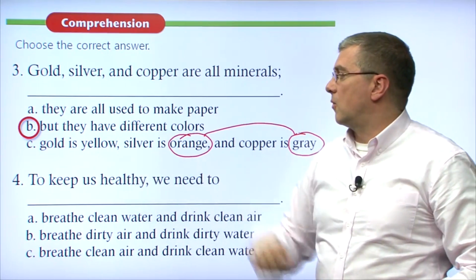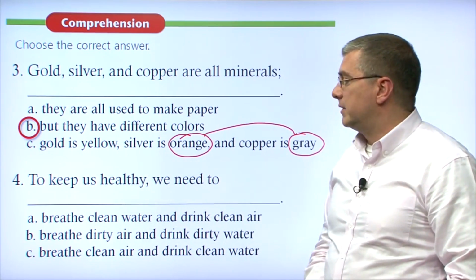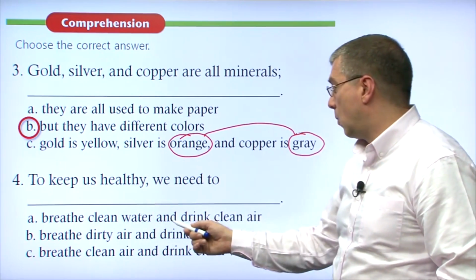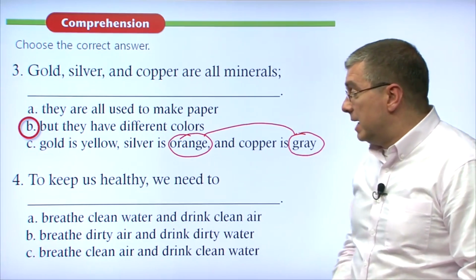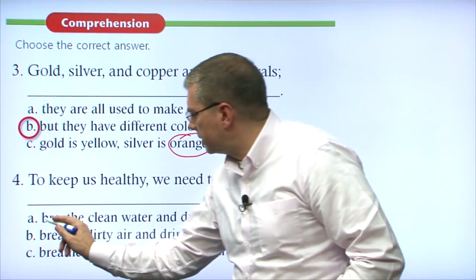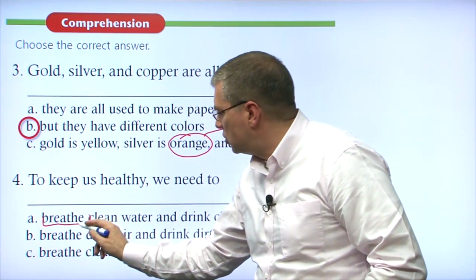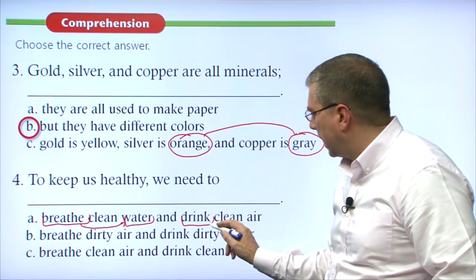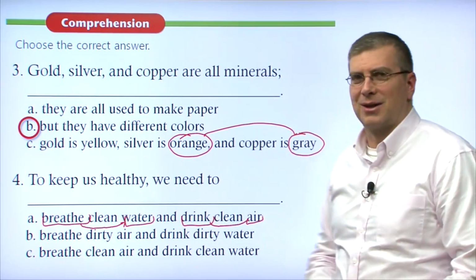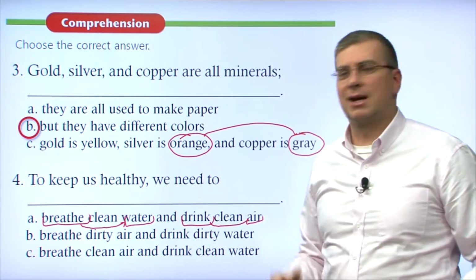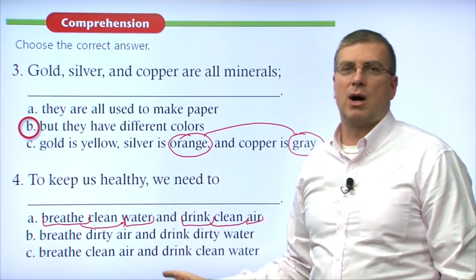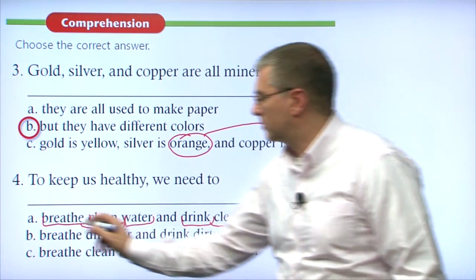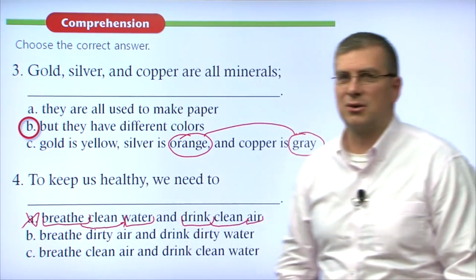Okay, so number 4. To keep us healthy, we need to do what? What do we need to do to keep healthy? A, breathe clean water and drink clean air. So have you ever done this? This would be very strange if you did this. Did you ever breathe water? Did you ever drink air? That's crazy, right? You can't drink air. You don't breathe water. You're not a fish. So A is not correct, right? That's absolutely not correct. They're just trying to trick you, right?